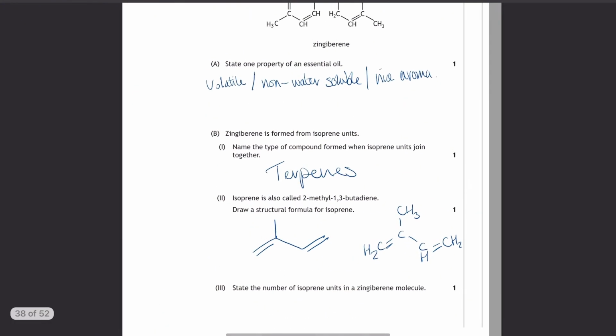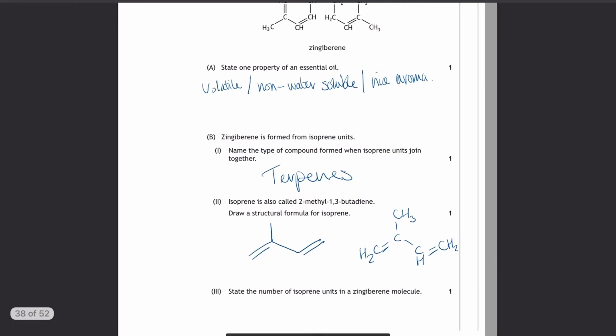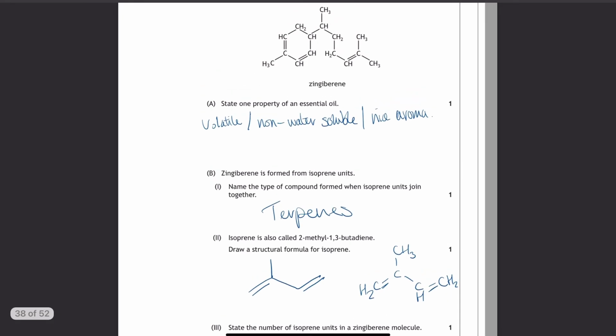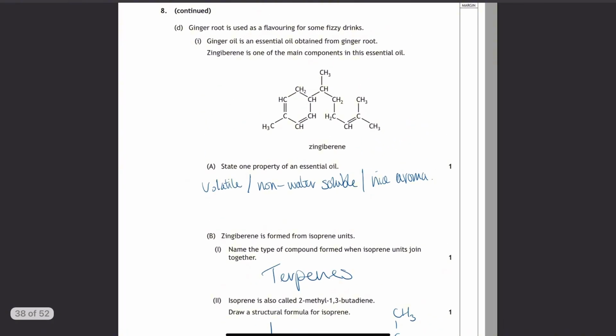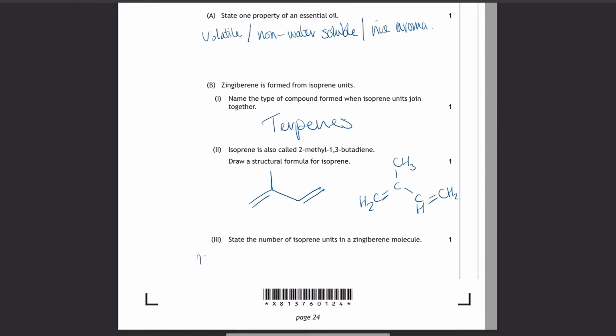The number of isoprene units in a zingiberene molecule, you'd think I'd be able to say these names. So the easiest way to work out the number of isoprene units is to count up the total number of carbons and divide by 5, because each isoprene unit has 5 carbons in it. So if you count up the carbons here, you should find there was 15. So 15 divided by 5 gives you 3.